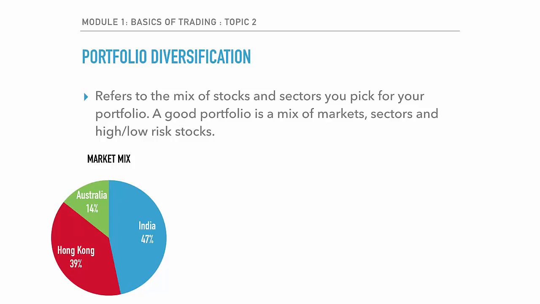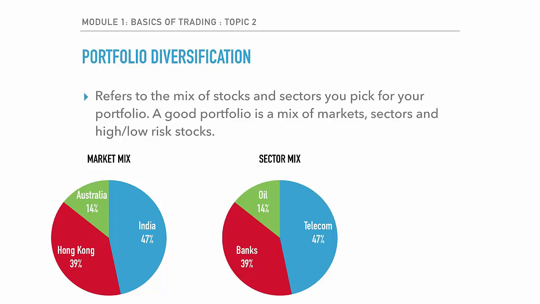A market mix shows that your portfolio has stocks from across the world. A good sector mix shows that you have stocks from across different sectors. Having stocks from only one particular sector can create a lot of risks for your portfolio. Say for instance, a negative regulation is passed in the sector that you hold the stocks of, then all your stocks are going to tumble and your portfolio is going to be negative despite the economy being positive.